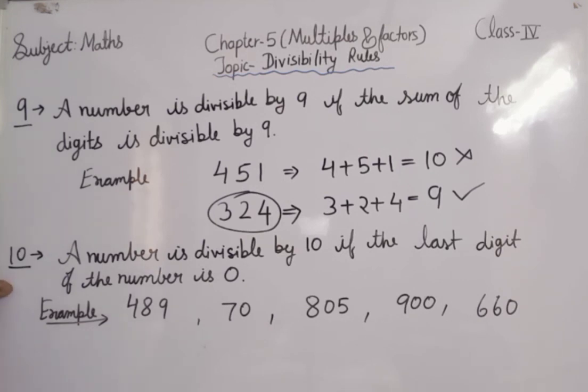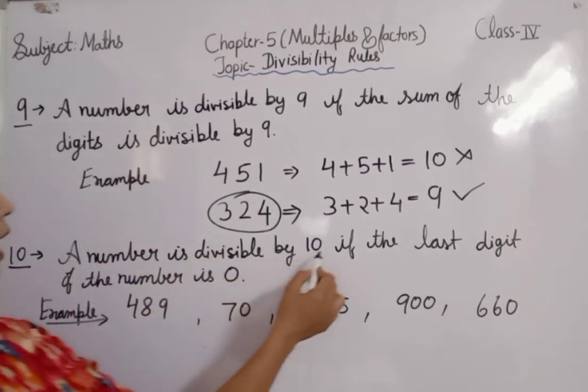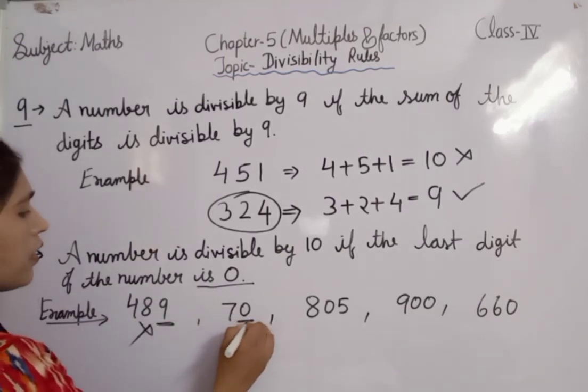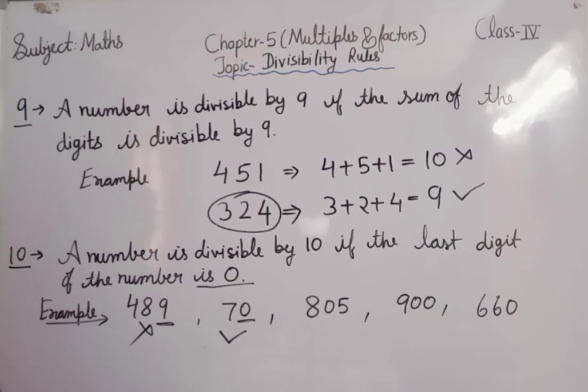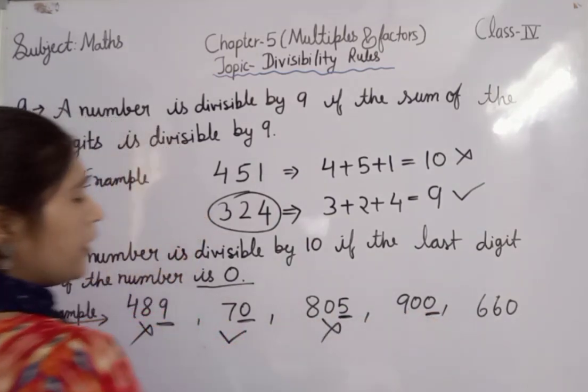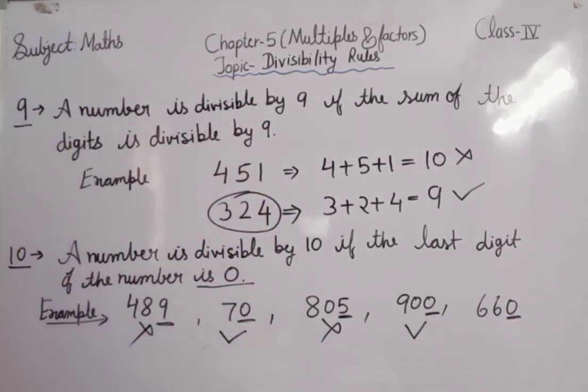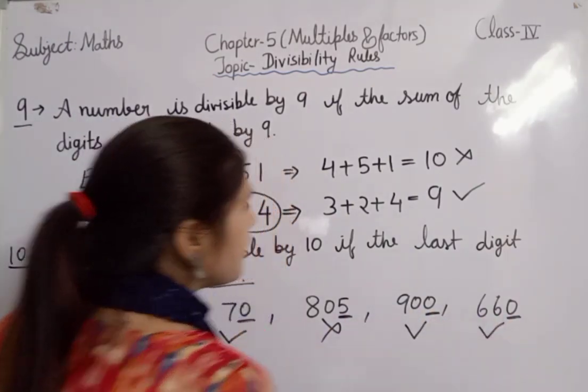Now what is the last rule we are learning here? The divisibility rule of 10: a number is divisible by 10 if the last digit of the number is 0. Very simple. We have to check only the last digit. What is the last digit? 9. It means it is not divisible by 10. What is the last digit? 0. It means it is divisible by 10. What is the last digit? 5. It is not 0, so it is not divisible by 10. What is the last digit? 0. It means it is divisible by 10. What is the last digit? 0. This means 660 is divisible by 10.